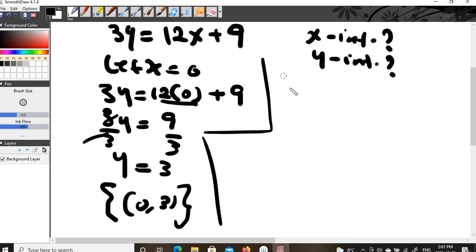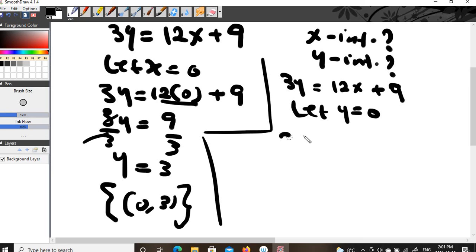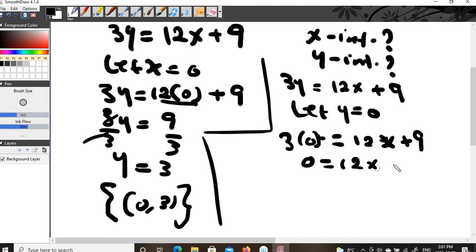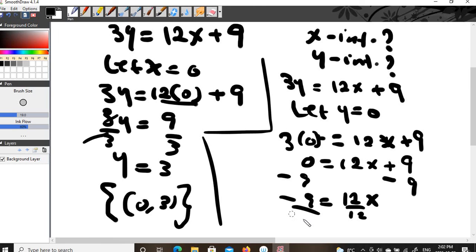So we do the same equation, 3y equals 12x plus 9. In this case, we let y equal 0. So 3 times 0 equals 12x plus 9. So 0 equals 12x plus 9. And then 9 I'm gonna take to the left. So we subtract 9 from both sides, and negative 9 equals 12x. Now we divide both sides by 12.